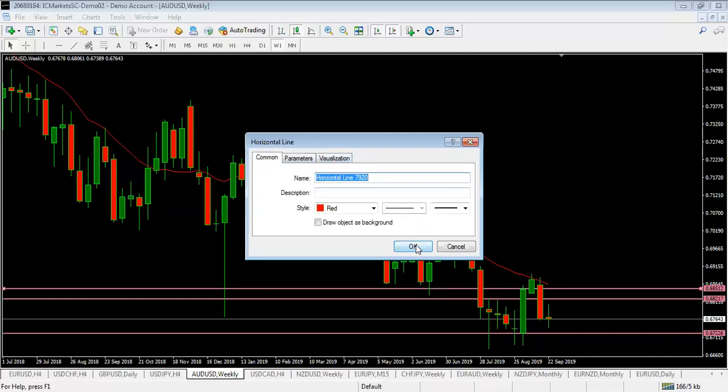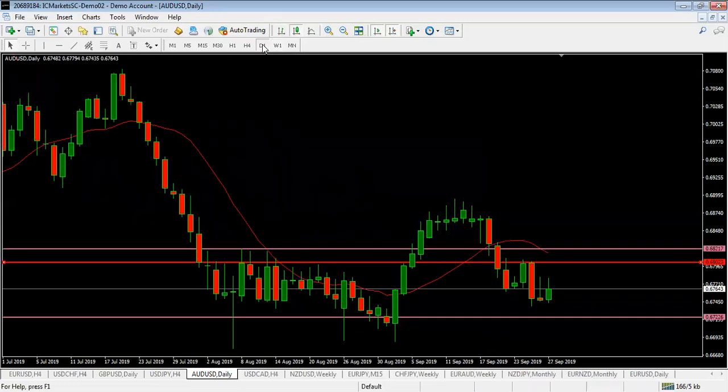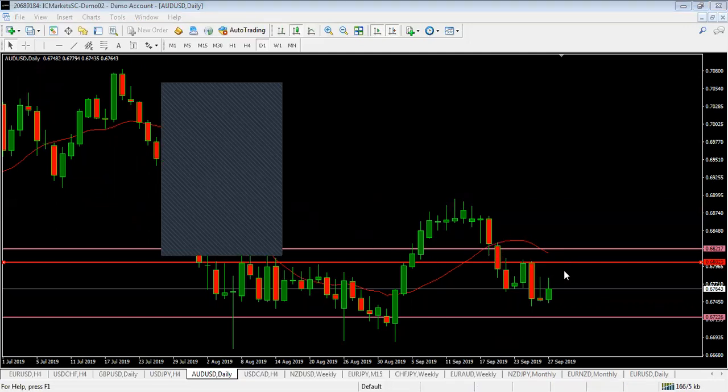Let me change this. Okay, so you can see we have our weekly pivot. So let's move down to daily. You can see this candlestick tested the weekly pivot and it retraced. So we are using this candle for our daily pivot because our weekly pivot line is lying on this candlestick.